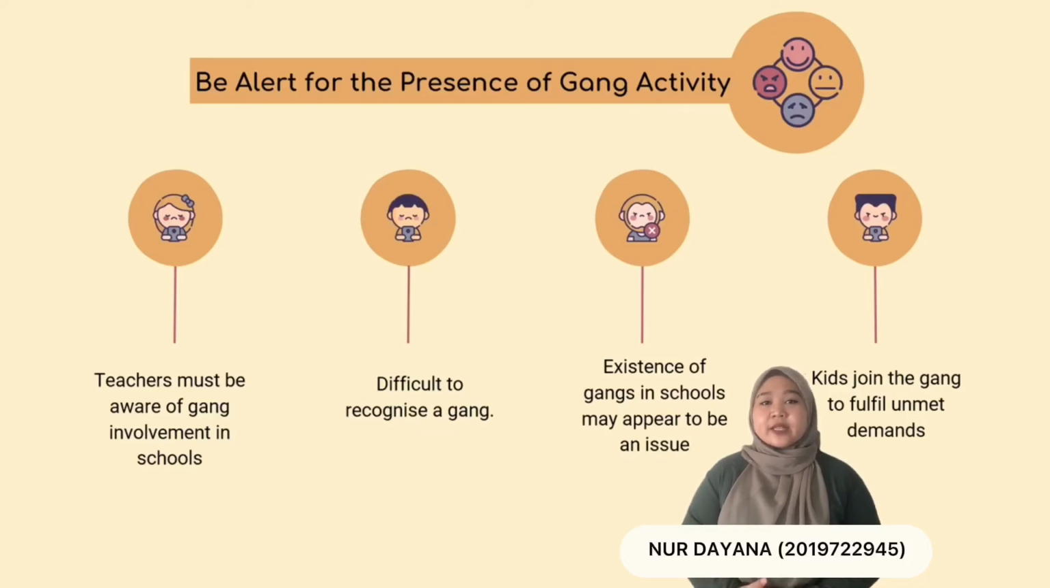Teenagers usually run in pairs and attempt to look and act like everyone else, making it difficult to recognize a gang. Gang members will simply use more subtle signs, such as gang team belt buckles or earrings worn with other jewelry. The existence of gangs in school may appear to be an issue that is really difficult for a classroom teacher to handle. The majority of kids join a gang to fulfill unmet needs. So that's all for my part, and I will pass this topic to Fadila.